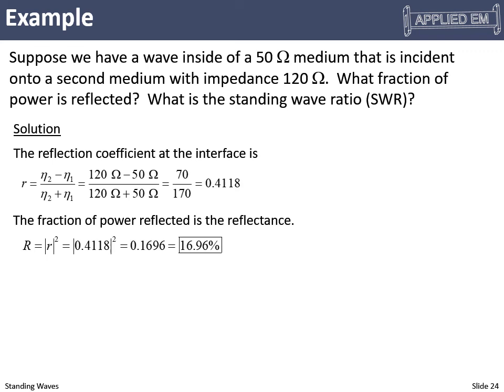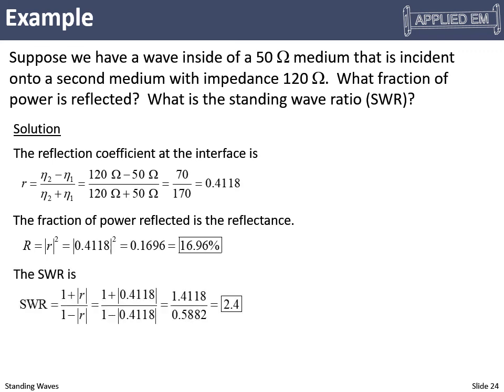What is the standing wave ratio? Well, we apply our definition of standing wave ratio. We plug in our numbers for that reflection coefficient, not the reflectance here. It's the reflection coefficient that we use in the standing wave ratio equation. And we work our math, and we get a standing wave ratio of 2.4.